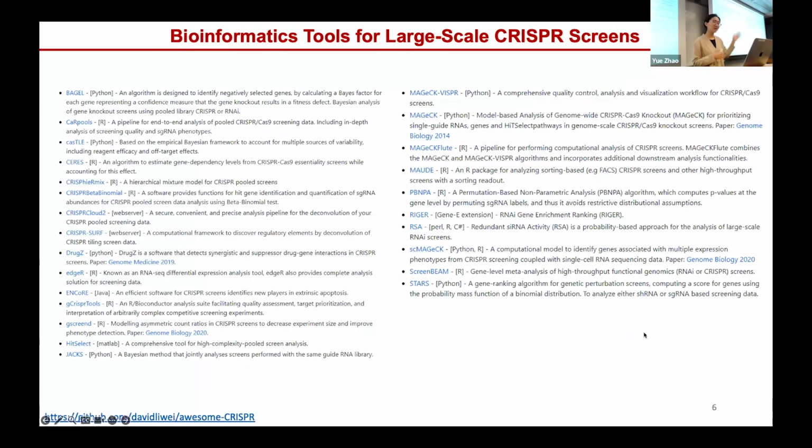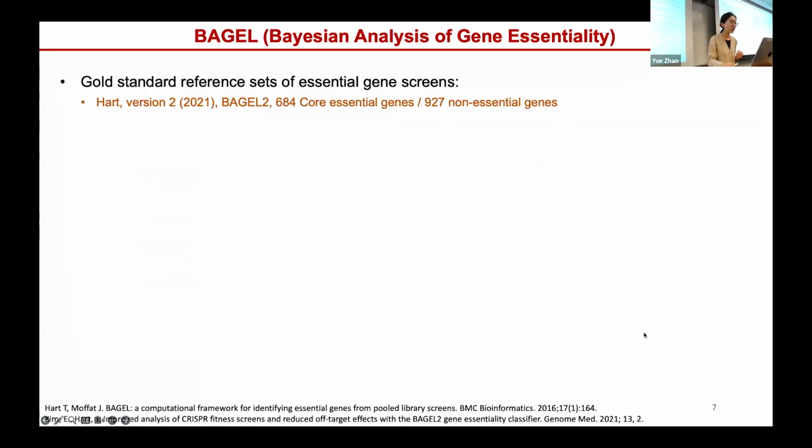So here I just listed briefly, in the past 10 years, there are over 20 different bioinformatics tools developed for large scale CRISPR screens. But in this talk, I will just briefly introduce two of them. Those are the two most popular ones. The first one is called BAGEL. It's short for Bayesian analysis of gene essentiality.